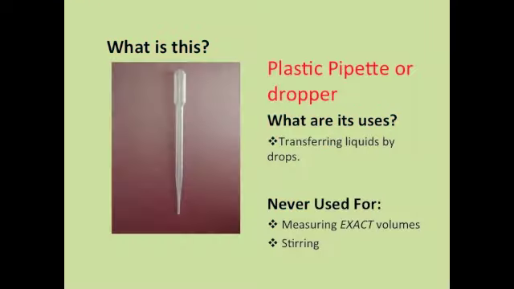This is a plastic pipette. Sometimes I refer to them as droppers. They're used for transferring liquids drop by drop. You don't really want to use them for measuring exact volumes because most of the time they don't have graduations on the side. And you definitely don't want to stir anything, especially something hot, because it'll melt it. Also, if you stir with them, you'll contaminate whatever's on the inside.